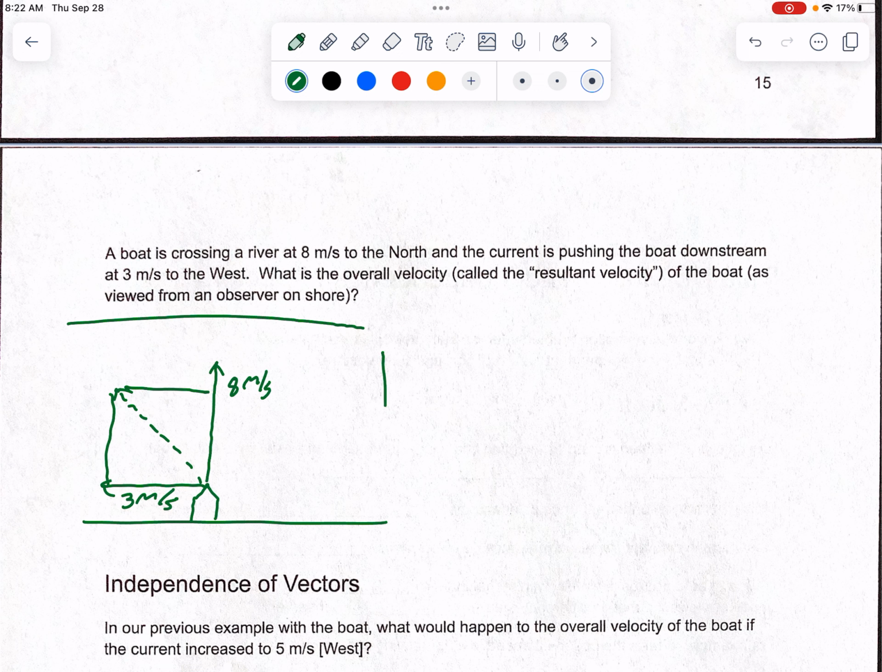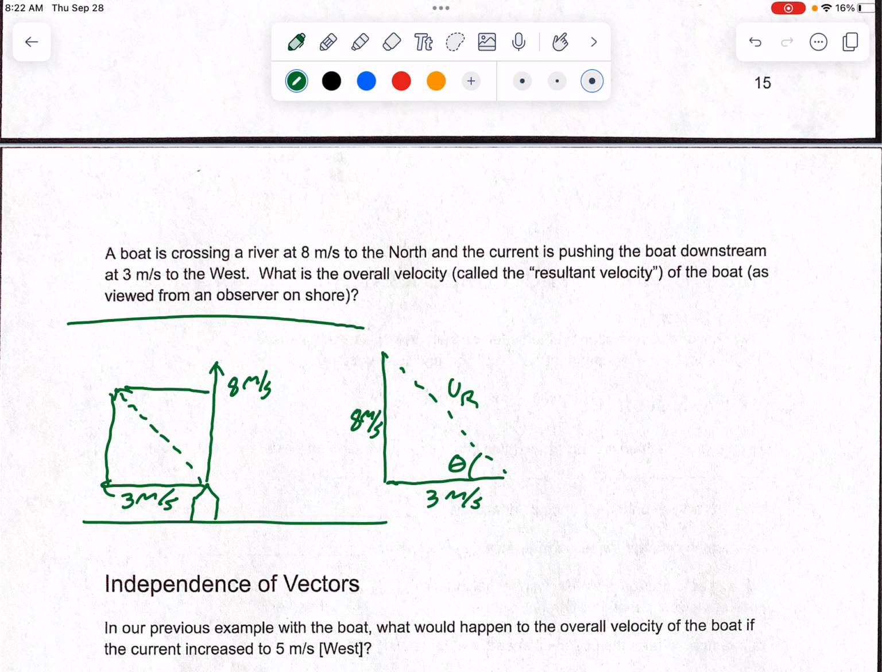Okay, so the triangle I used is going to look like this. Okay, so there is no wrong way. So I'm looking for my angle. I know my vertical is 8 meters per second. My horizontal is going to be 3. And we want to know what this resultant velocity is right here.